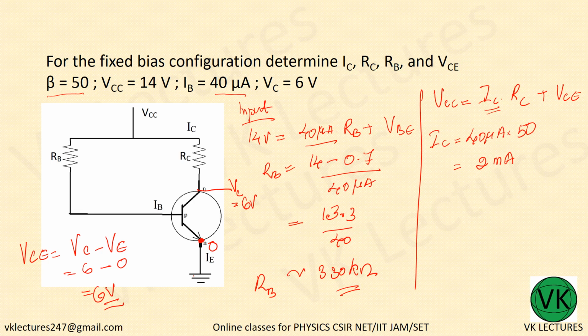Now just apply here. VCC equal to 14 volt equal to IC, which is 2 milliampere, times RC. RC we don't know, just write RC. Plus VCE is equal to 6 volt. So 14 minus 6, that is 8 volt, divided by 2 milliampere equal to RC. That is nothing but 4 kilo ohm. Milliampere goes to the numerator. Now what else you need? You have RC, everything is ready.